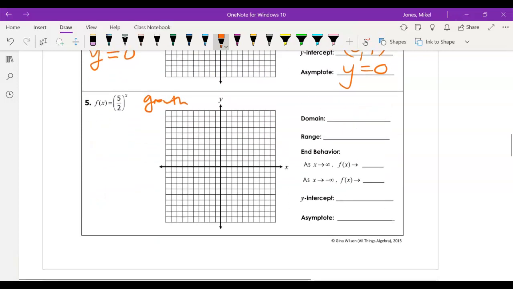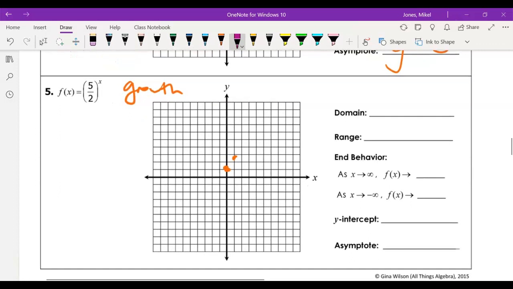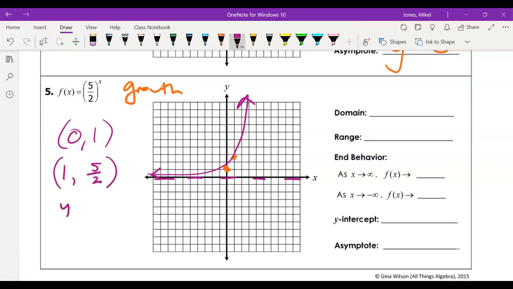Okay, so it's going to look really similar to the other ones. I know I'm going to have the (0, 1), and then I'm going to have the (1, 5/2). So it'll be (1, 2.5). And then from there, it will be increasing. And I'll have a horizontal asymptote. So I would have the (0, 1), I would have the (1, 5/2), and then I would have y equals 0 as my horizontal asymptote.